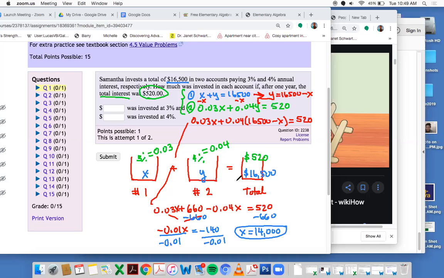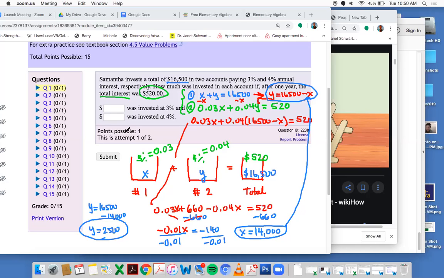All right, we're not quite done because we also need to find y. So we take this all the way back to the top here and plug it into the y equation. So we get y equals 16,500 minus 14,000. So that gives us y equals 2,500. Okay, so that's 2,500 goes into that second account. All right, any questions on that problem?